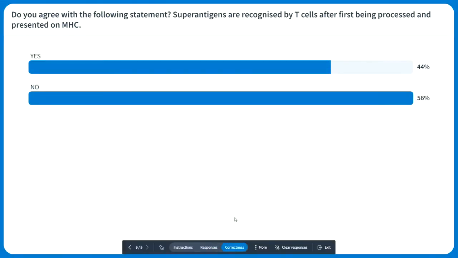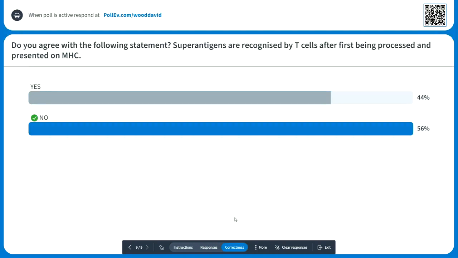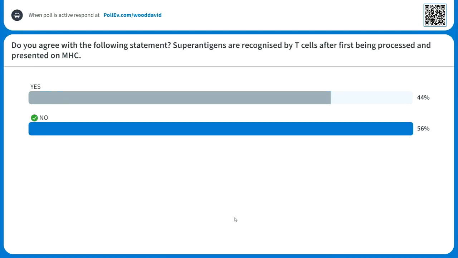And then do you agree with the following statement? Superantigens are recognized by T cells after first being processed. So they're not processed. That's what we were trying to talk about: it doesn't go through that antigen presentation. It's kind of bypassing that whole antigen presentation.